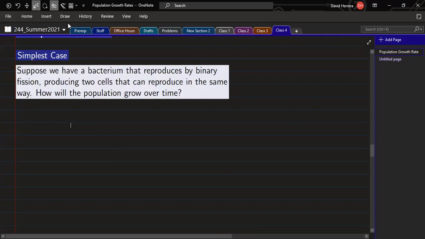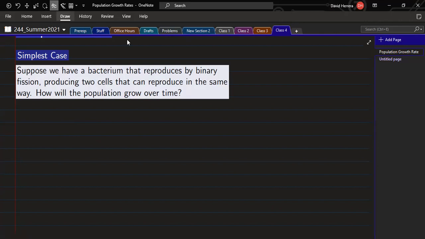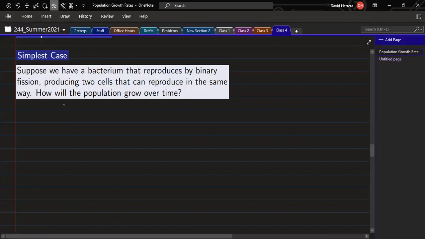Okay, so in this case, we have a bacterium that reproduces by binary fission. So I'm actually going to draw that. And then every time it reproduces, it's going to produce 2 cells that can reproduce in the exact same way. So what happens? I'm not even going to have 2 different colors this time because these are identical to the ones before.